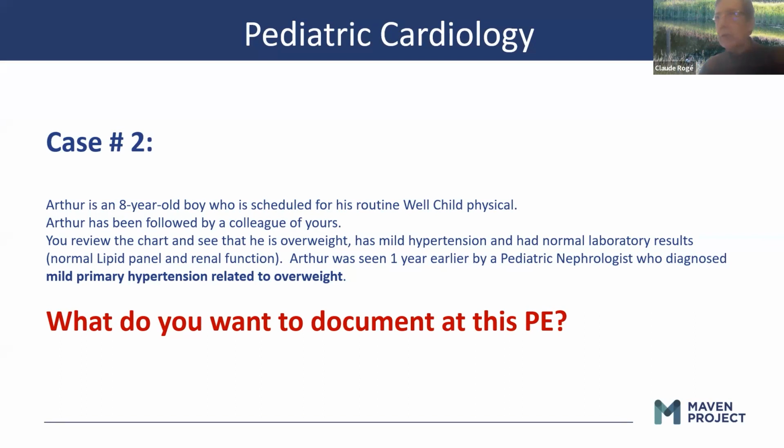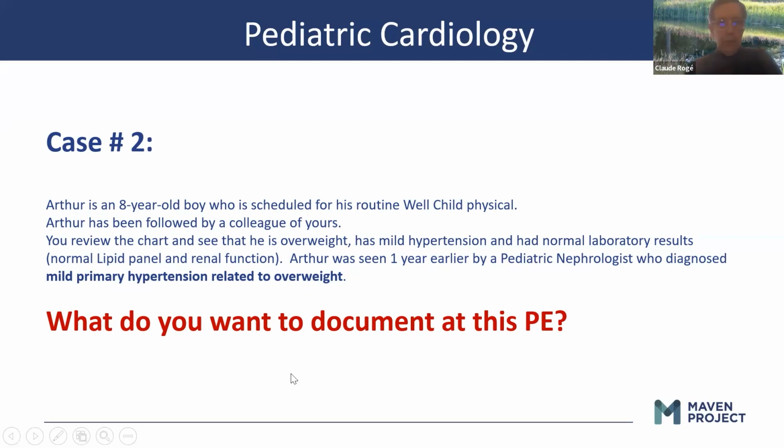Okay, let's go to case 2. Arthur is an 8-year-old boy who is scheduled for his routine well child physical. Now, Arthur has been followed by a colleague of yours. You review the chart and see that he is overweight, has mild hypertension and had normal laboratory results, normal lipid panel and renal function. Arthur was seen a year earlier by a pediatric nephrologist who diagnosed mild primary hypertension related to overweight.